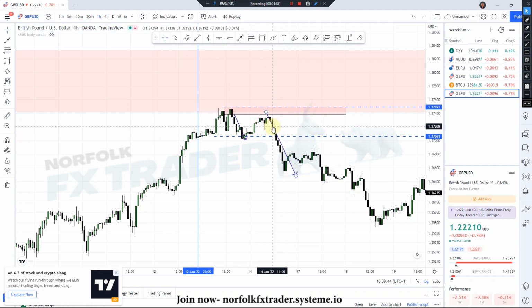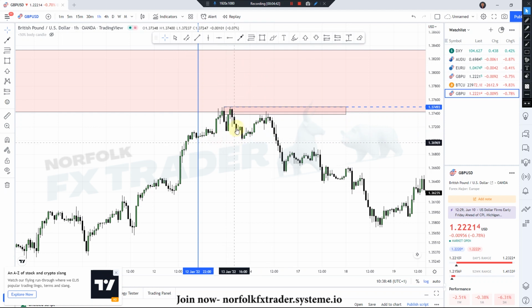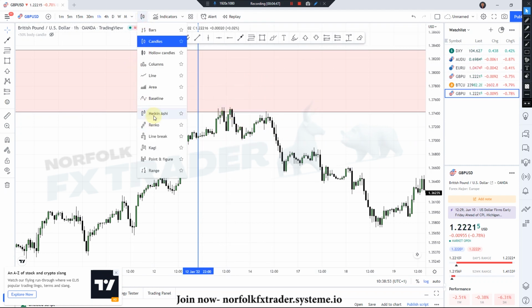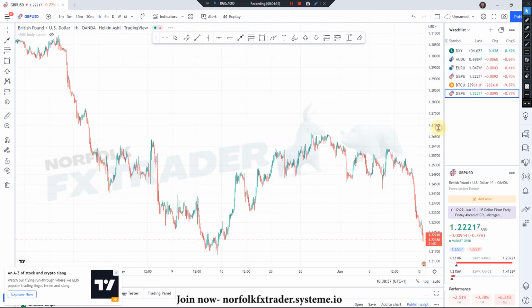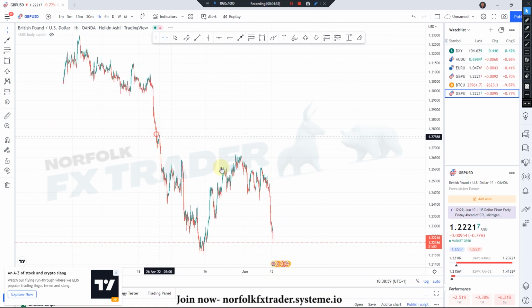Now, if we go back to the Heiken Ashi at this area, and again, let's just remove everything off the chart, and we'll place on those other candles. Let's just see if I can find that same location.